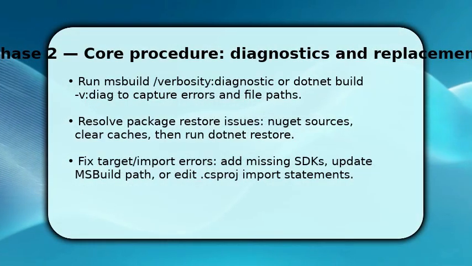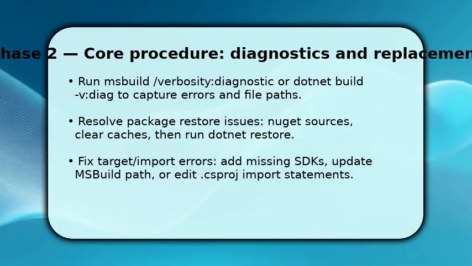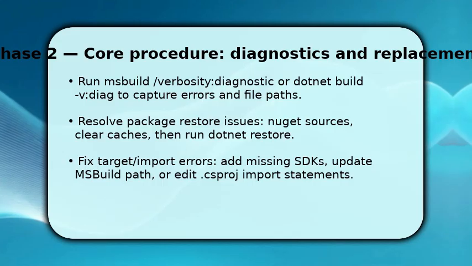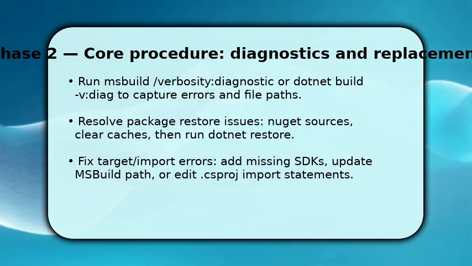Now you dig into diagnostics. Run MSBuild with diagnostic verbosity or dotnet build -v:diag to get exact error lines and referenced files. Once you have logs, address package restore problems by checking NuGet sources, clearing caches, and restoring packages. Missing packages often block build targets.